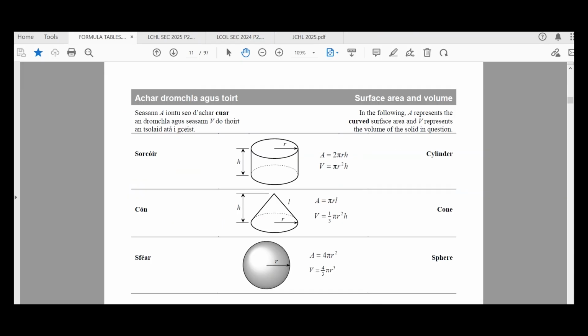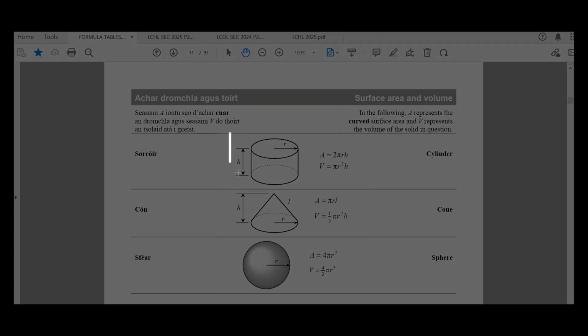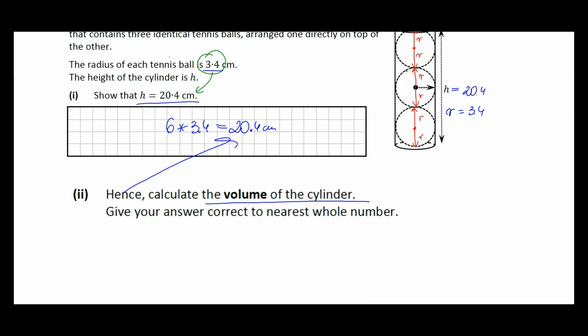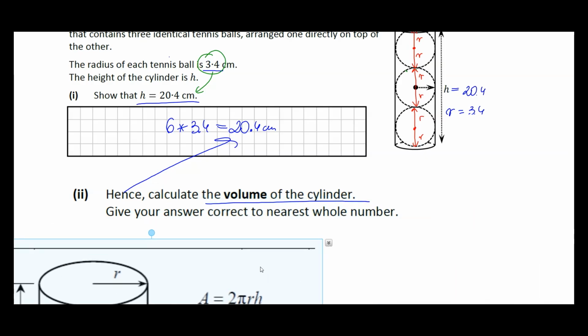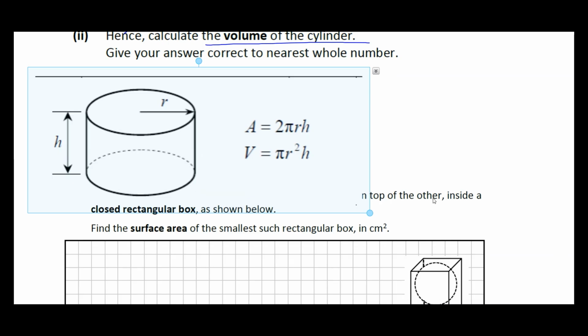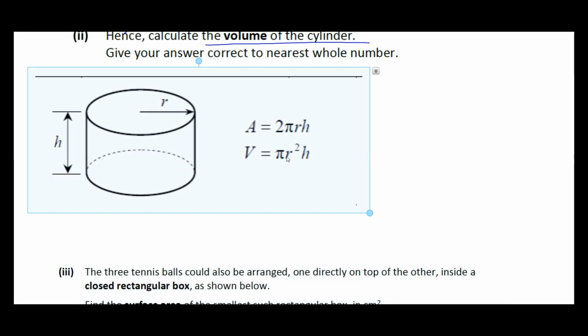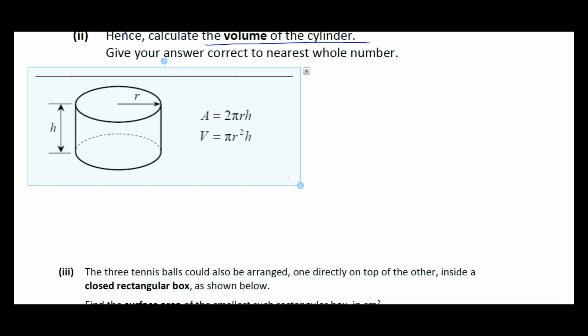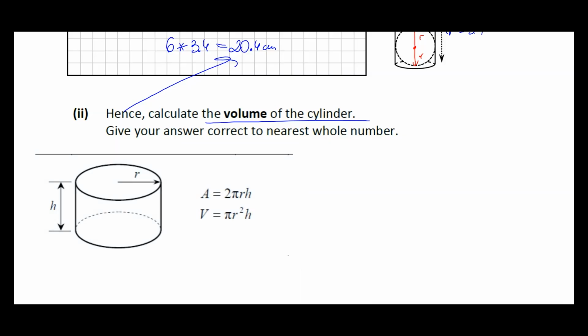When we go to the table, page 10, that's where we have the cylinder, and we have 2 formulas beside our shape. One is A, meaning area. The other one is V, meaning volume, and it is volume that we are looking for. So that's the formula.